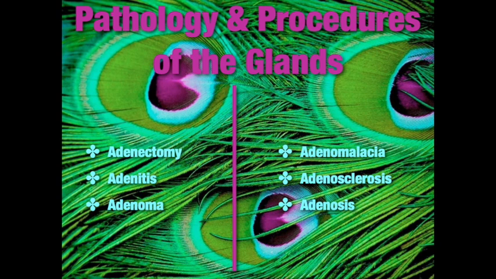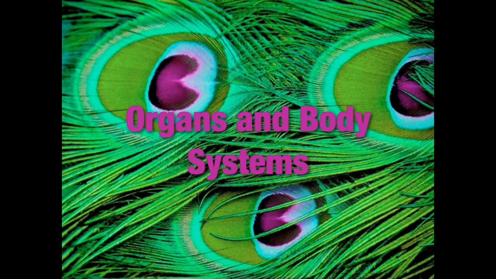Adenosclerosis is the abnormal hardening of a gland. Adeno means gland, and sclerosis means abnormal hardening. Adenosis is any disease condition of a gland. Adeno means gland, and osis means abnormal condition. An organ is a somewhat independent part of the body that performs a special function or functions.